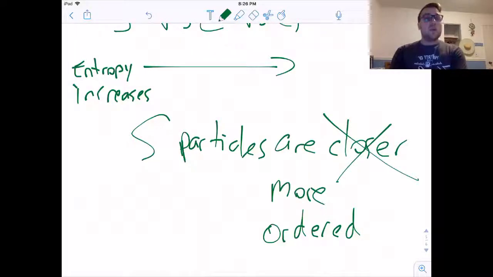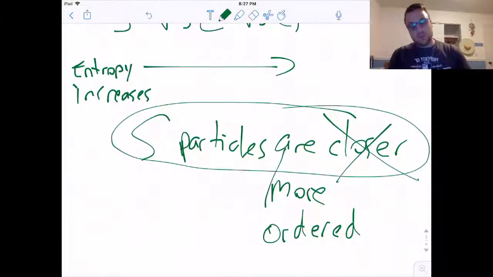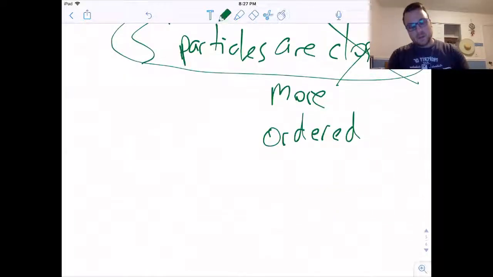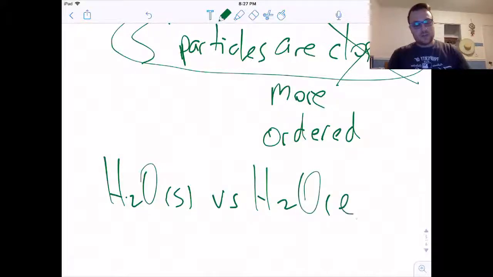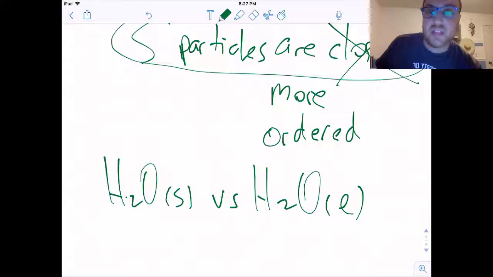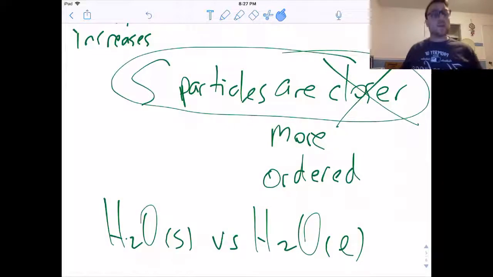Last year, this was a question, and we got this answer a lot. They were comparing H2O as a solid versus H2O as a liquid. The question was about why H2O as a solid has less entropy, or something like that. A lot of students said, oh, the solid particles are closer together. That's not true for water. What is true for all substances is that the solid particles are more ordered. And that kind of segues now into gases, because gases have a large entropy.